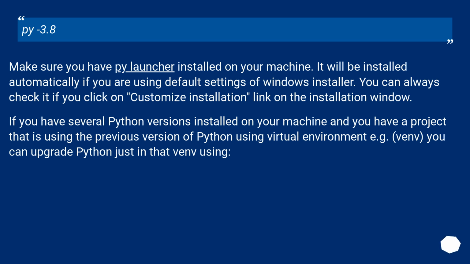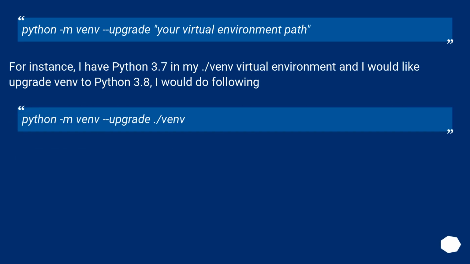If you have several Python versions installed on your machine and you have a project that is using the previous version of Python, using a virtual environment for example, venv, you can upgrade Python just in that venv using python -m venv --upgrade and your virtual environment path. For instance, I have Python 3.7 in my ./venv virtual environment and I would like to upgrade venv to Python 3.8, I would do the following: python -m venv --upgrade ./venv.